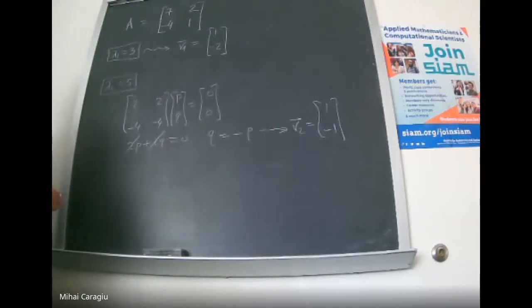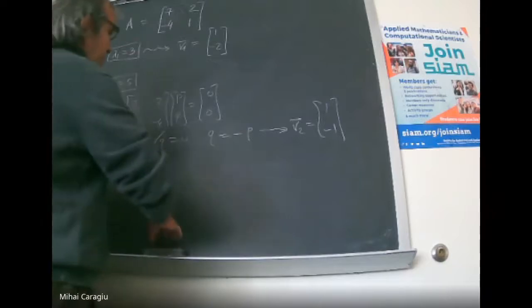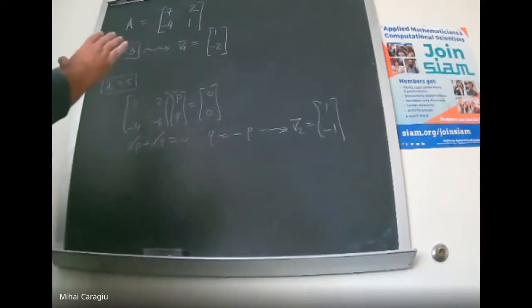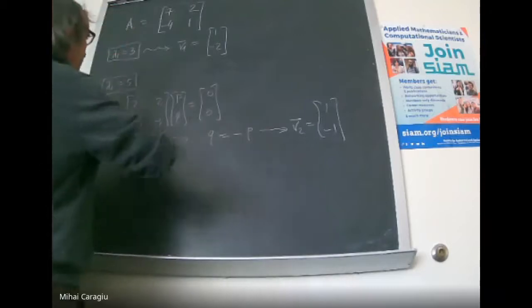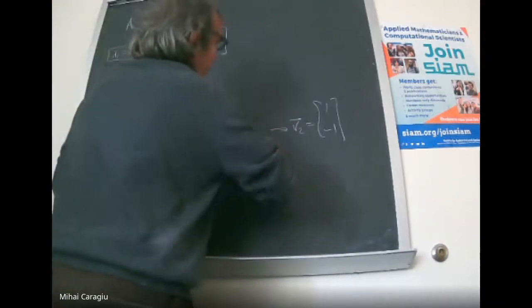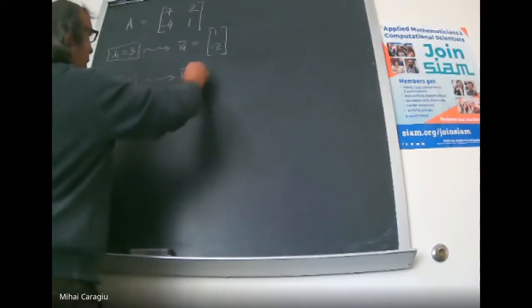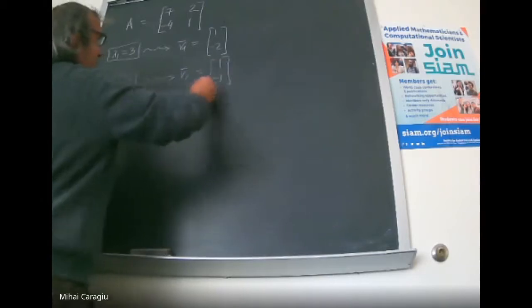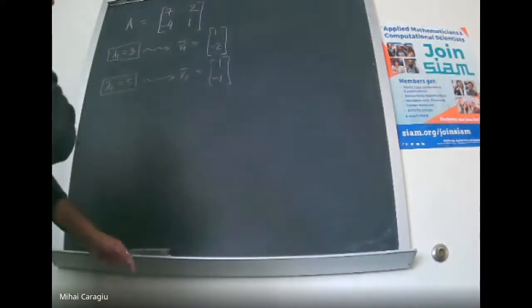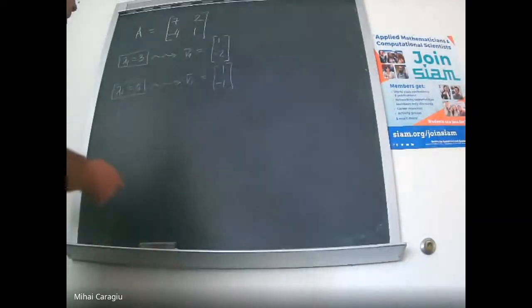Okay, so we are done with this. Now we got two eigenvectors: v1 equals 1, minus 2, and v2 equals 1, minus 1. In any case, for any n by n matrix with distinct eigenvalues, we know in advance that it's diagonalizable. So now we know that the matrix is diagonalizable, but how to find the diagonalizing matrix?